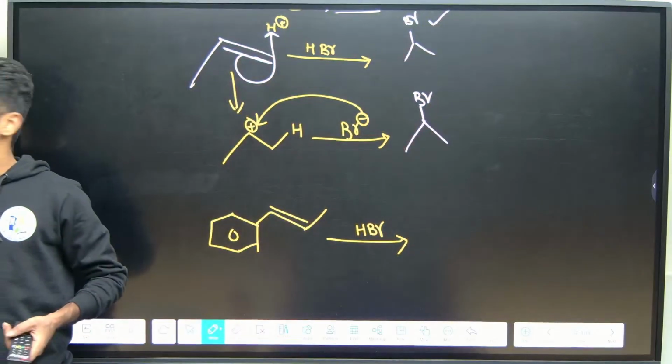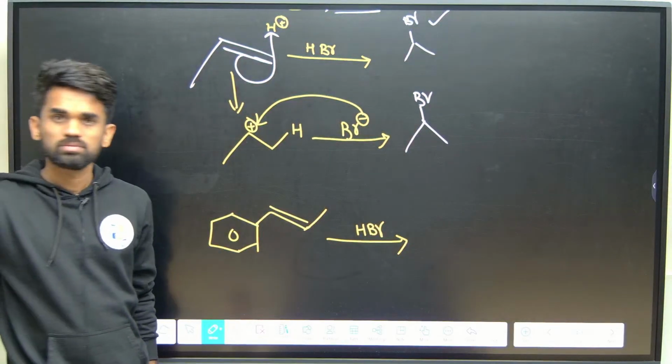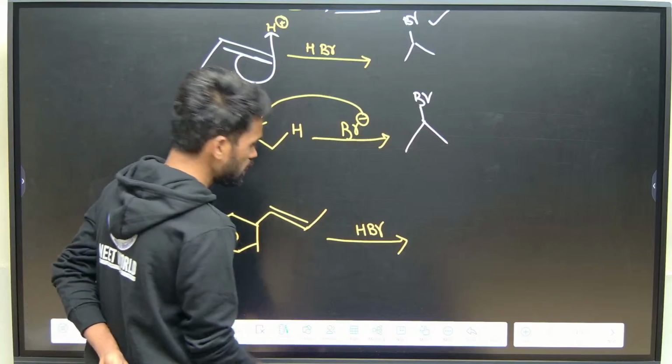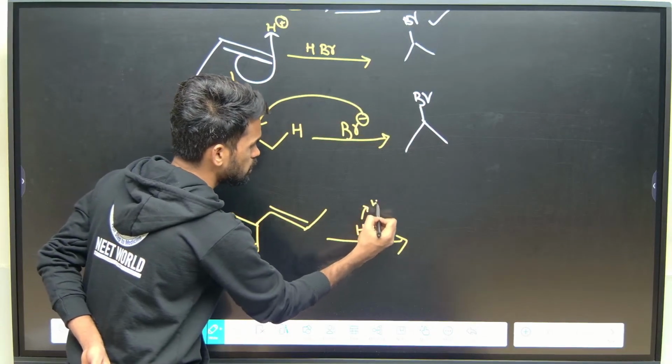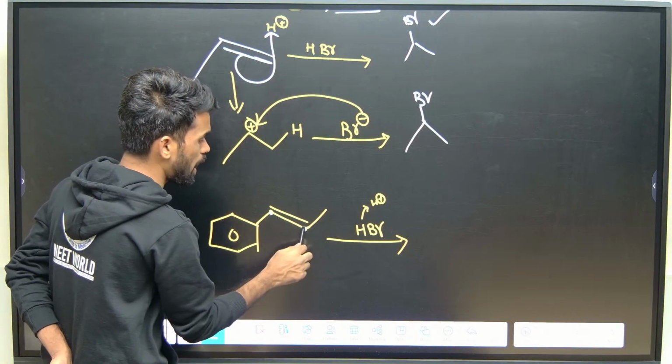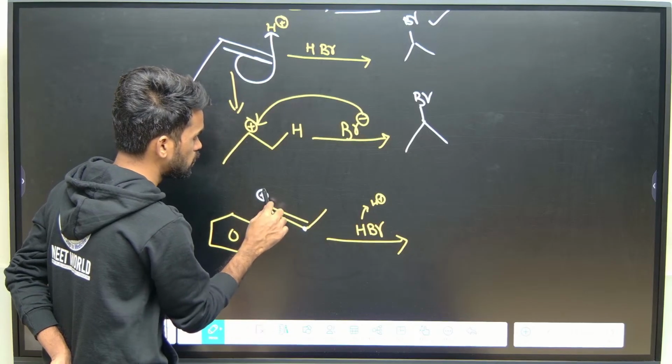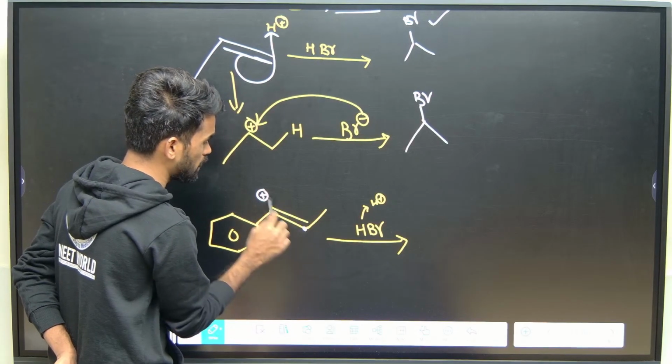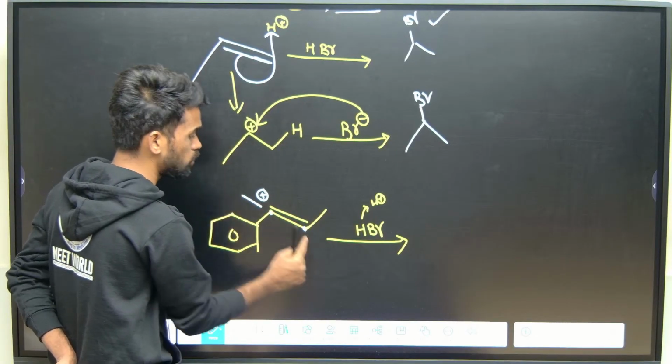Similarly, if I take this compound with HBr, tell me what will be the product formed in the reaction? See, again HBr releases H plus ion. This H plus ion is added to either of these carbons. If I add it on this carbon, you will get a positive charge here. Or if I add H plus on this carbon, you will get a positive charge here.